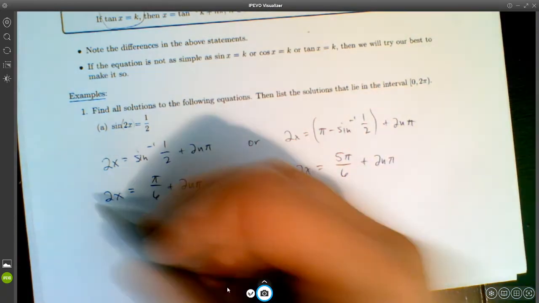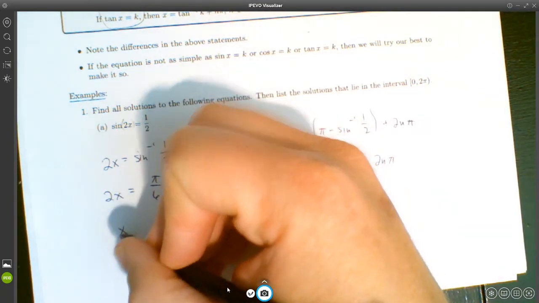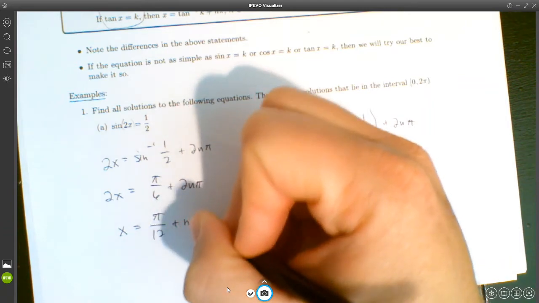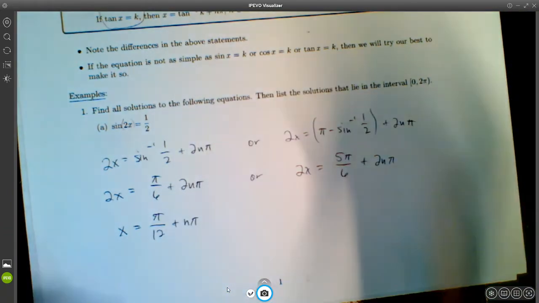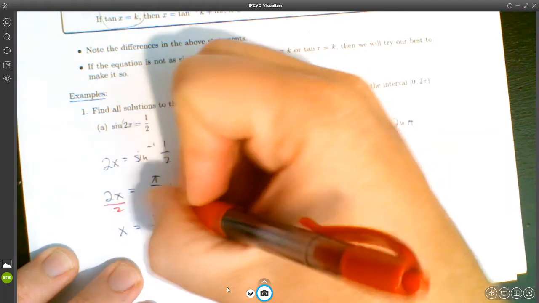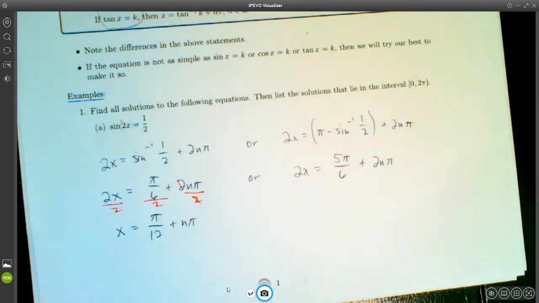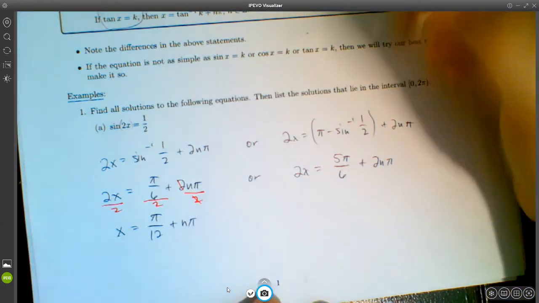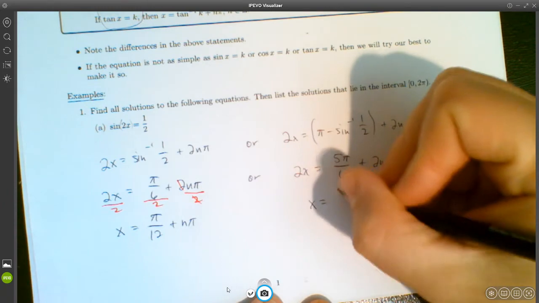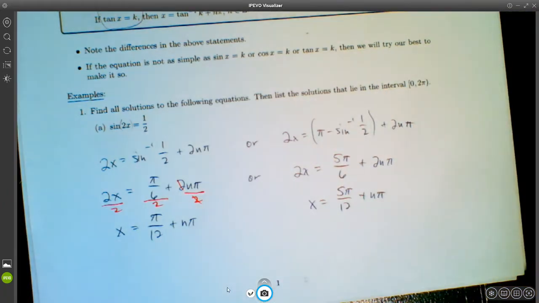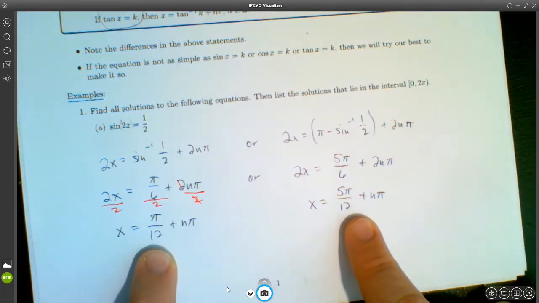Now we finish solving for x by dividing through by 2. We get x equals pi over 12 plus n pi. Make sure that when you divide through by 2, you divide each term by 2, right? So we're dividing each and every term by 2, and here the 2's cancel and leave us with n pi. That's very important, okay? Same thing over here, we're going to get x equals 5 pi over 12 plus n pi. Those two solutions will generate all of the solutions to the original equation.